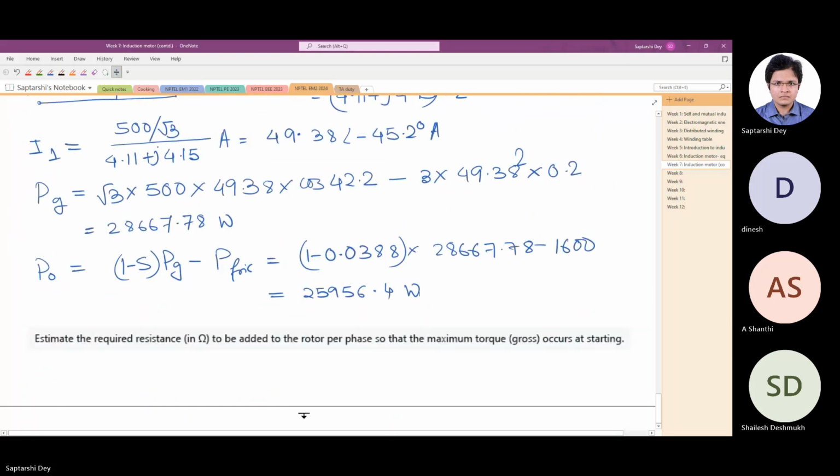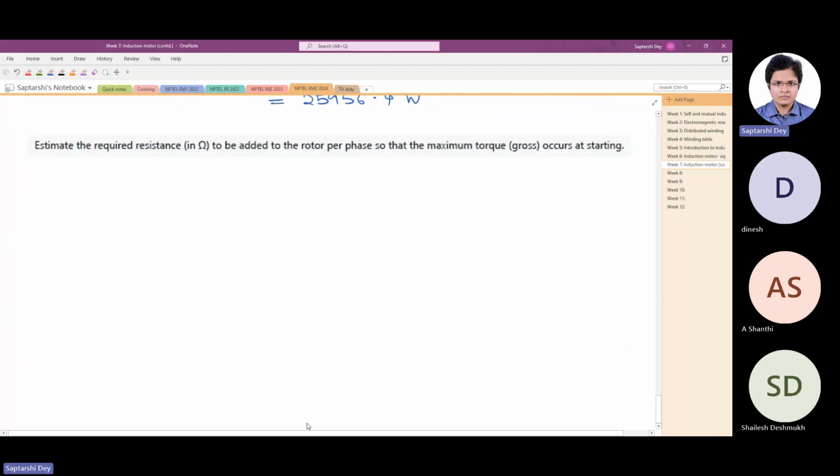Okay. The last question of the day. Estimate the resistance to be added to the rotor per phase so that the maximum torque occurs at starting. So what happens when you add rotor resistance? This question clearly indicates that the induction motor that we have been solving the problems on is a wound rotor induction motor, not a squirrel cage induction motor, because only then can you add resistance to the rotor.